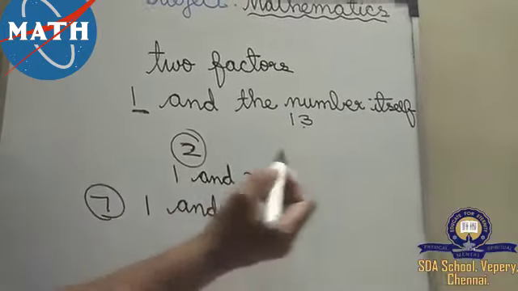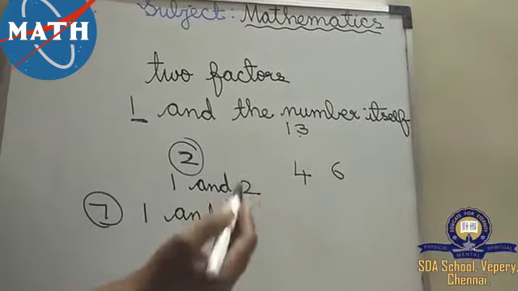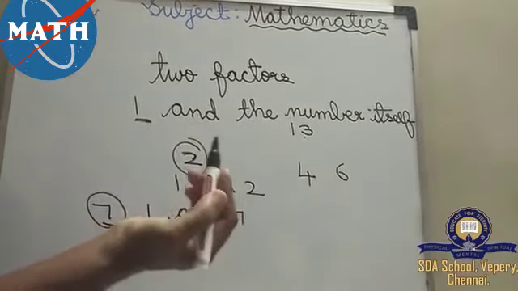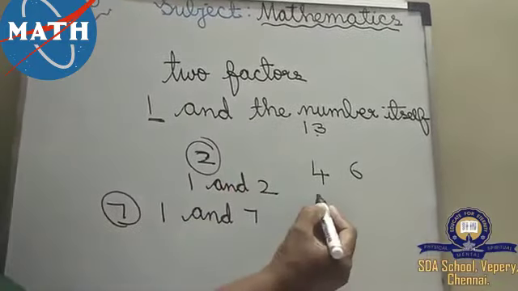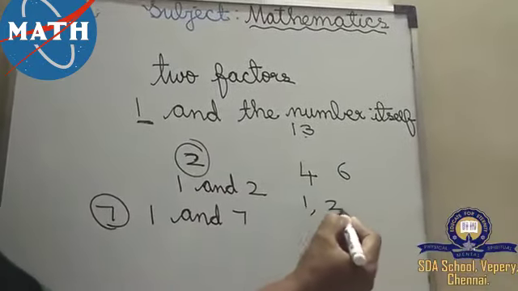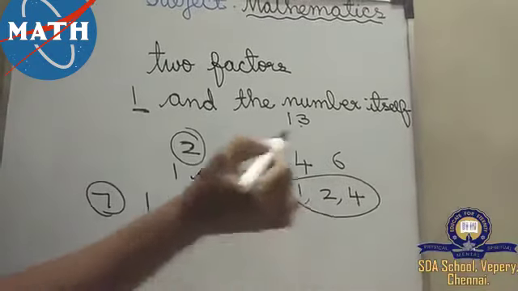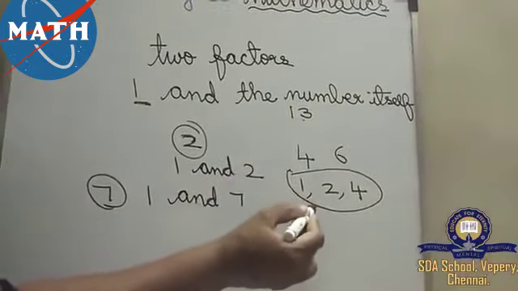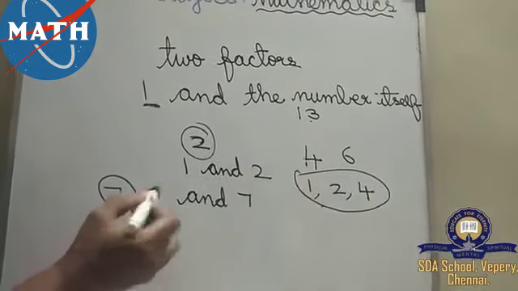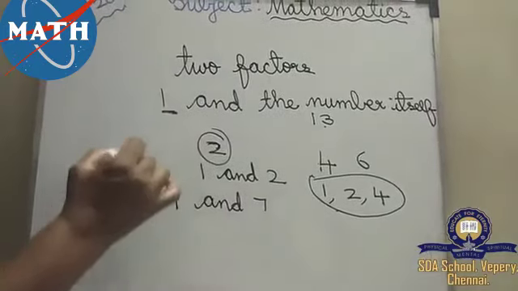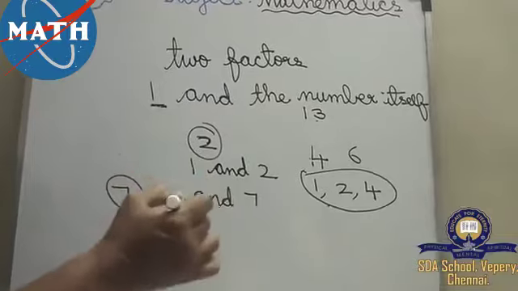And the other numbers like 4 and 6 have more than 2 factors. Because 4 goes in the 1 table, the 2 table and the 4 table, it goes in more than two tables. That is called a composite number. One is neither prime nor composite, so we don't take it as a prime number.